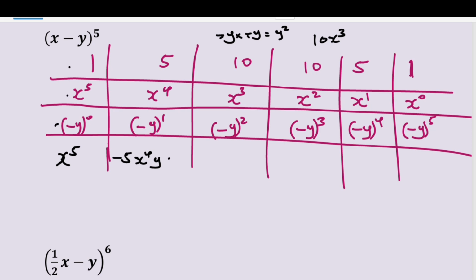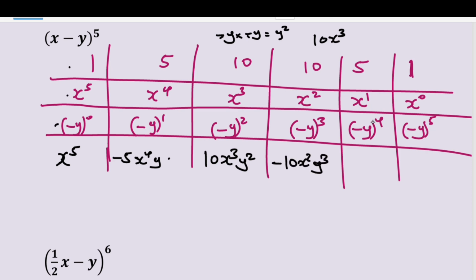So therefore, when the power of a negative number is even, the result is positive. But if it is odd, the result is still negative. So we shall have 10x cubed times y squared, and this one should give us 10x cubed y squared. The next is 10 times x squared times negative y cubed. We shall have now, this is negative 10x squared y cubed.